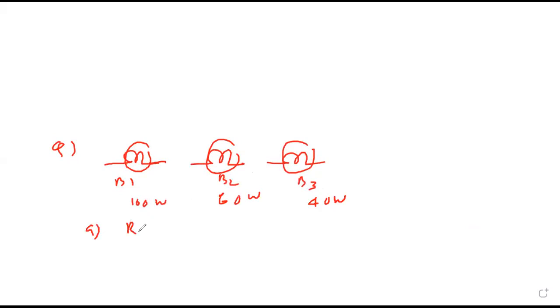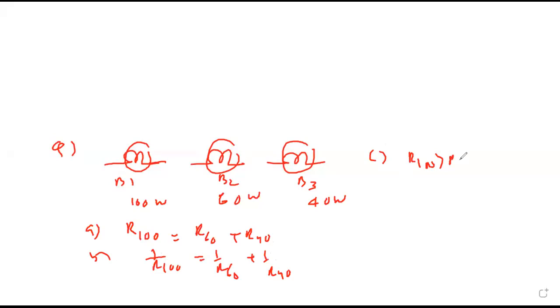We have to check which option is correct. A, resistance of 100 is the sum of resistance of 60 and 40. B, 1 upon R of 100 is 1 upon R of 60 plus 1 upon R of 40. C, R of 100 is greater than R of 60 is greater than R of 40. And D option, 1 upon R of 100 is greater than 1 upon R of 60 is greater than 1 upon R of 40. Write the question, then I'm explaining.